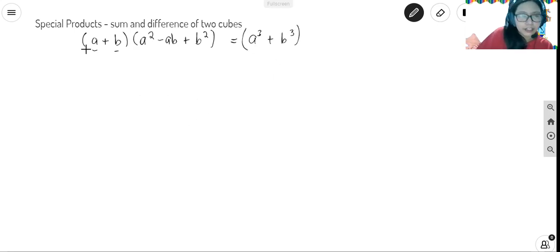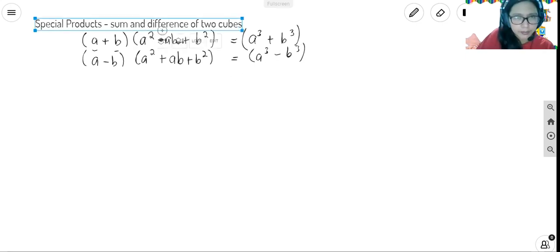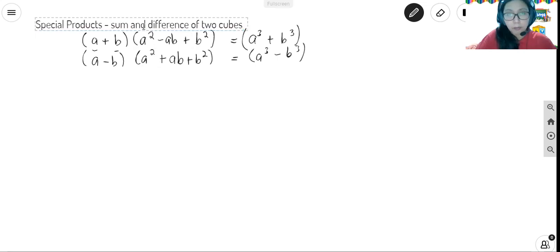Okay, and if we have the pattern a minus b times a squared plus ab plus b squared, the special product to this is a cube minus b cube. So as you can see, it's the sum or the difference of two cubes. So let me just correct. This should not be and sum or difference.